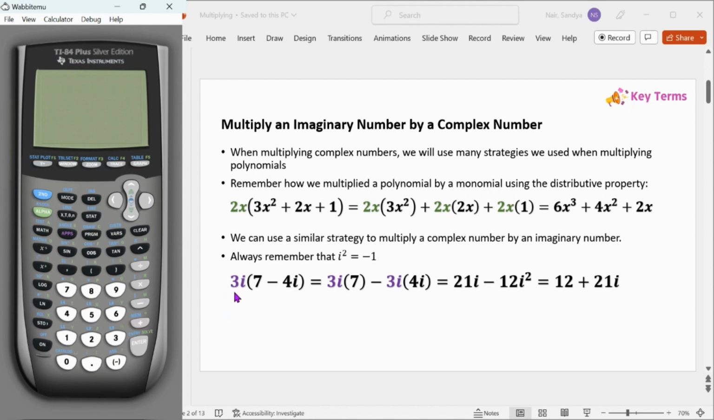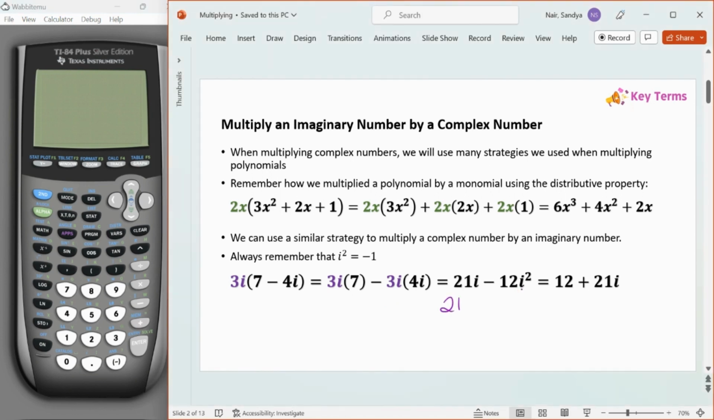So for example, if we have 3i times 7 minus 4i, we do 3i times 7, which gives me 21i. Then we do 3i times 4i, which is 12i squared. So here, basically, I have 21i minus 12 times i squared, which is -1. So we have 21i minus -12. Well, minus negative becomes plus, so we have 21i and 12. And when we rearrange that to be in standard form, we have 12 plus 21i.